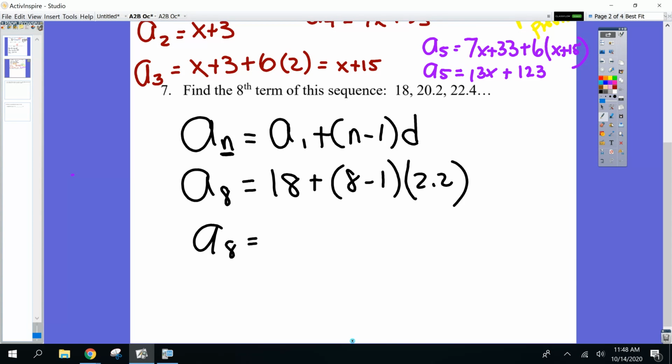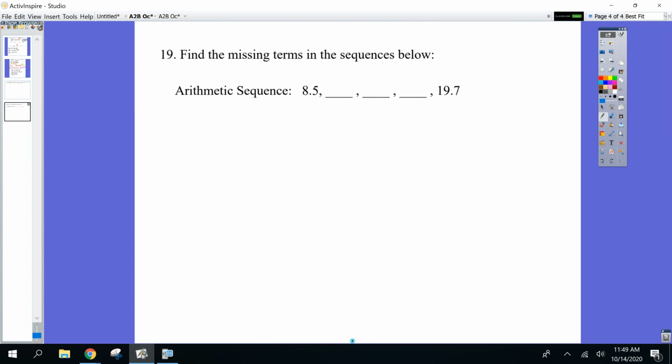I know it. What's this going to have to be? 33.4. 33.4. Here we go. Good. Everyone all right? Any issues going? Okay. Let's see if we can fit 2 more in.